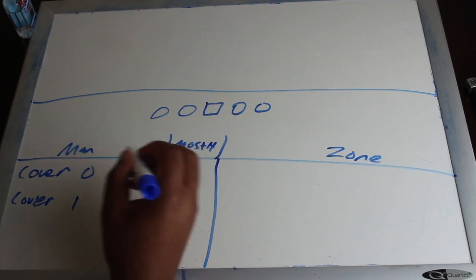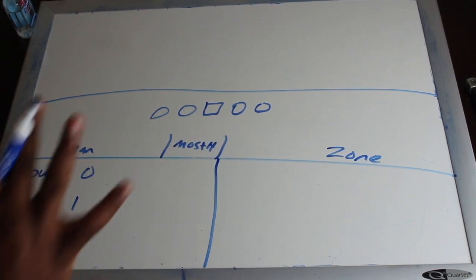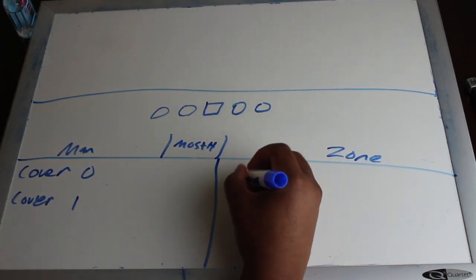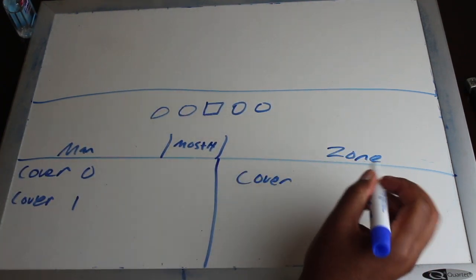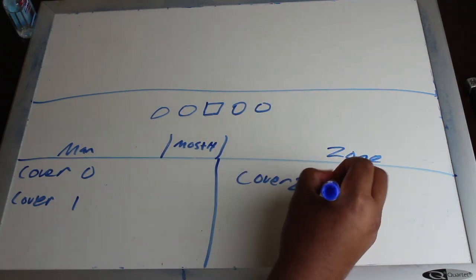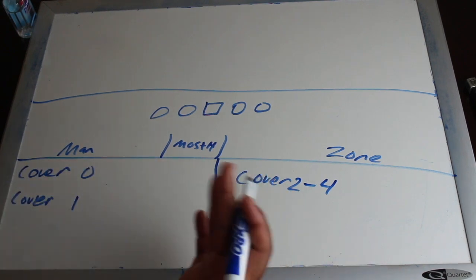That's mostly man stuff. Mostly. That's what we mean when we say zero high or one high. That's one safety high. I'm going to talk to y'all about that in a minute. Zone coverages. Cover. And I'm going to keep this simple because there's a lot of ways that I could go with this. We're just going to go 2 through 4 to keep it simple. Each one of these has their own keys.